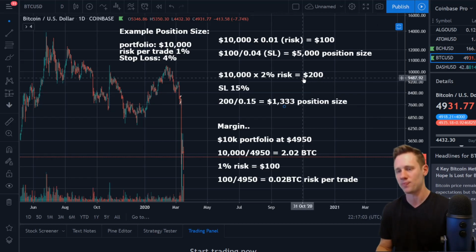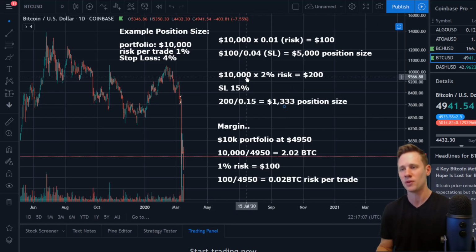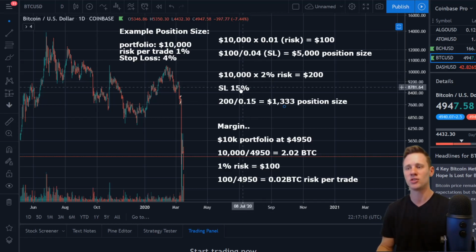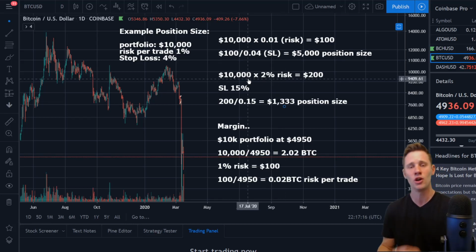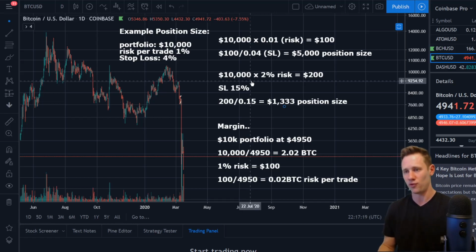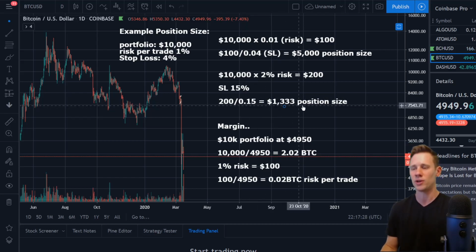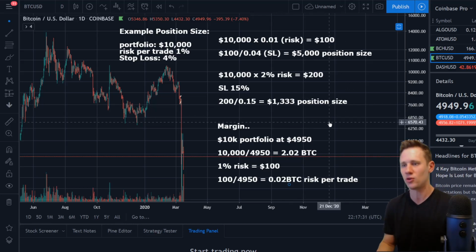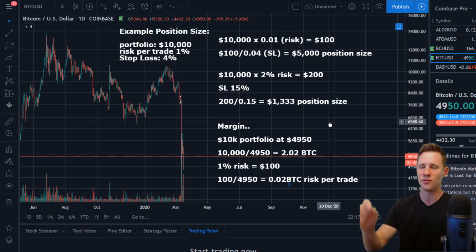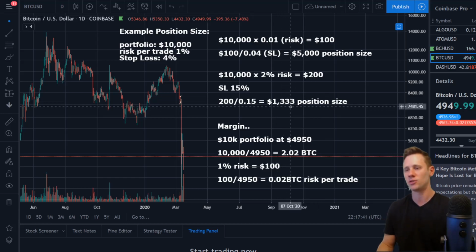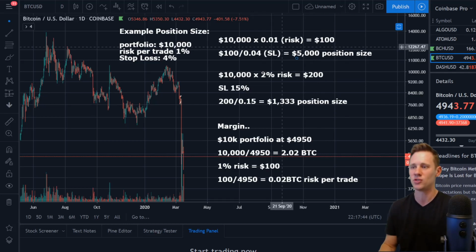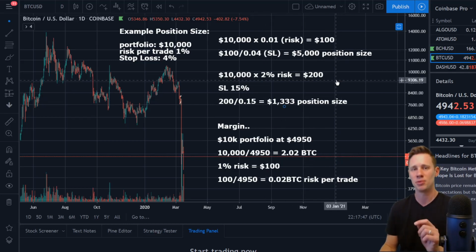We can do another example. Let's say you have a $10,000 portfolio and you wanted to risk 2% and your stop loss was 15%. So on 2% risk per trade, you're willing to risk $200 on your portfolio, okay? So $200 divided by that 15% stop loss would give you $1,333 position size. So if you wanted to risk 2% with the stop loss of 15% on that spot call, your position size will be $1,333, okay? So this is your general rule of thumb for calculating position size.